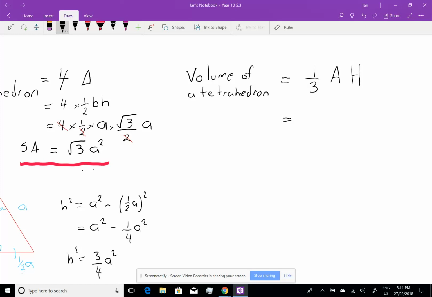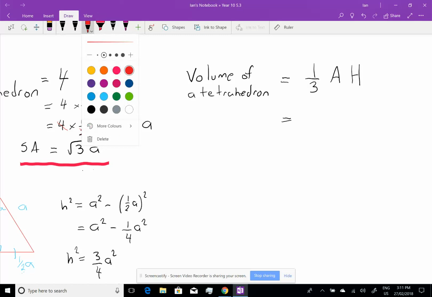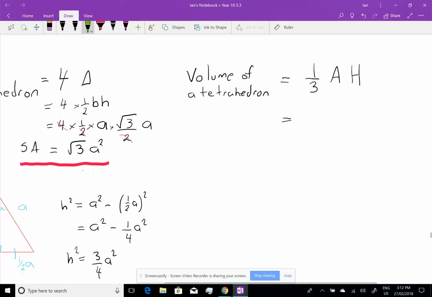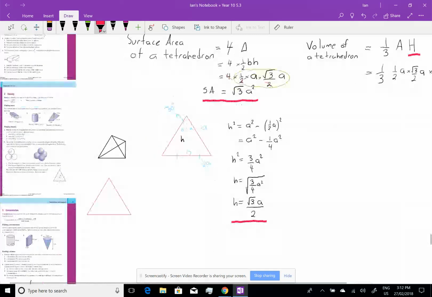Well, we just calculated the area. The area of one of these triangles is over here. Here it is. It's that bit there. There we did 4 of them, but we only want 1 of them. So 1/3 the area, which is half A times root 3 on 2 A. But I've still got to find this height. Now the height of the tetrahedron, let's go over here.